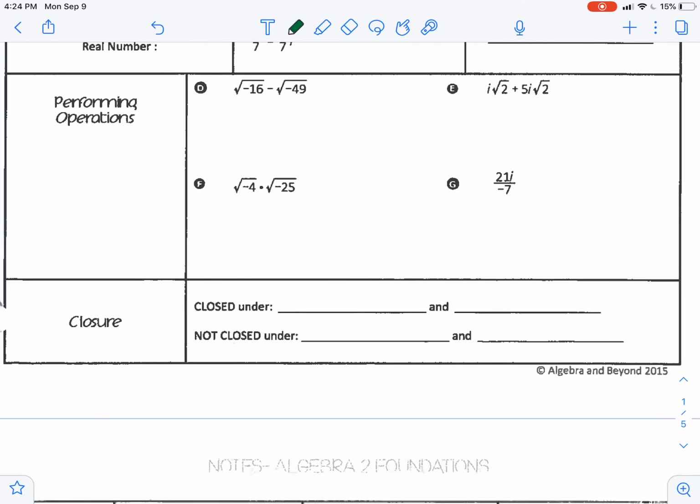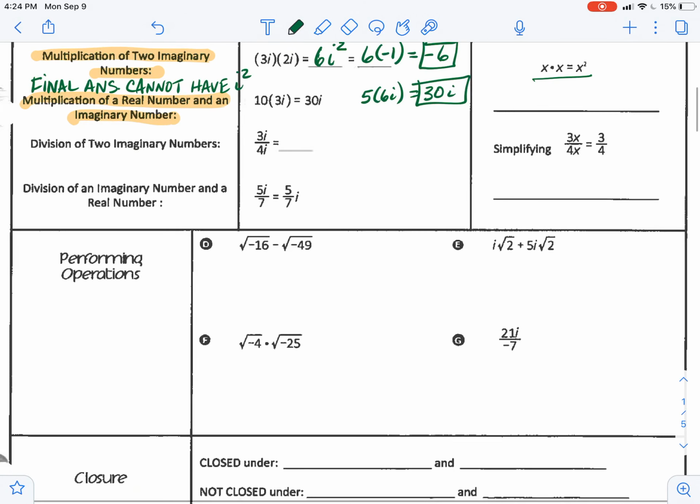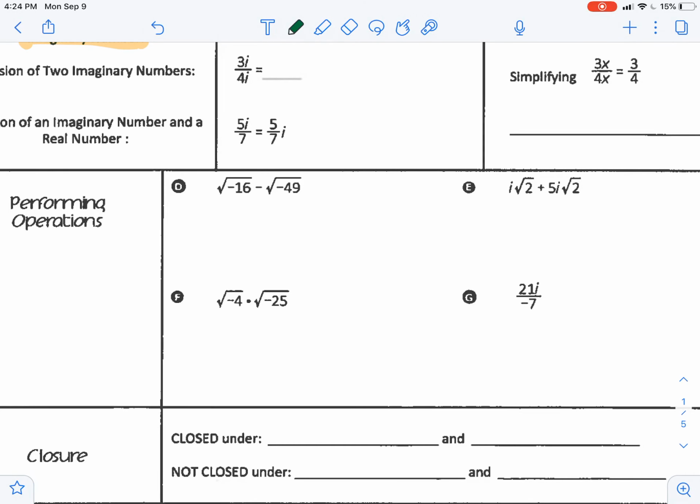Okay, our next set with imaginary numbers. Now, we've talked about add and subtract when the i is already given. That's what we did up here. We added and subtracted where you were already given the imaginary number. But what if you're not given it as an imaginary number? So let's look at D.